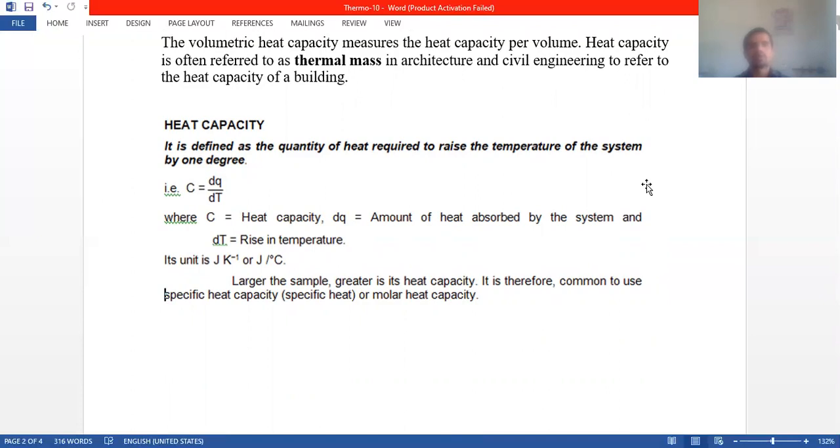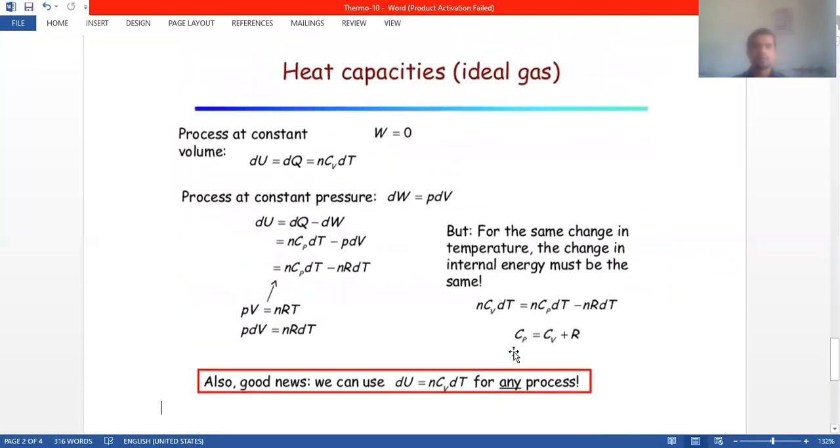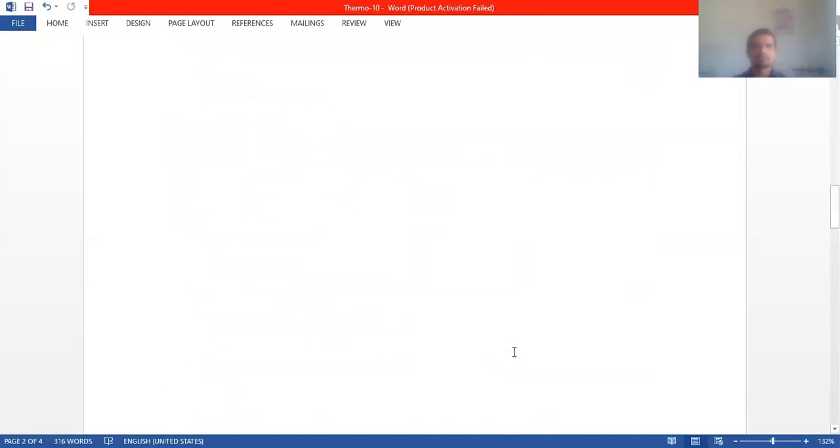The larger the sample, the greater the heat capacity. It is simple: the larger the sample, the more heat is required. It is common to use specific heat capacity or molar heat capacity. Now heat capacity for an ideal gas.